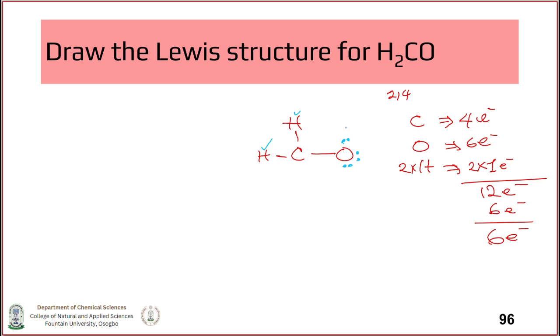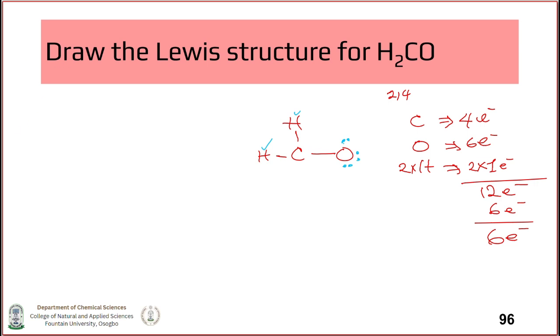Everything is fine regarding oxygen. Now we have 8 electrons around this oxygen, which is fine. We have 2 electrons around this hydrogen, which is also fine, and 2 electrons around this hydrogen, which is fine as well. But for this carbon, it is not up to 8 electrons. There are only 6 electrons around this carbon atom, so it means that is not fine. So what do we do? We need to construct a double bond.